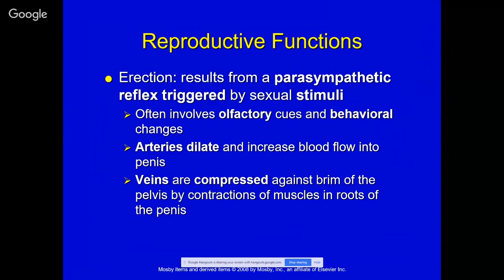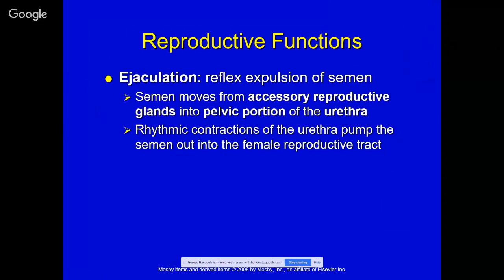Arteries will dilate and increase blood flow into the penis. Veins are compressed against the brim of the pelvis by contractions of muscles in the roots of the penis, and so it keeps blood within the penis. Ejaculation is the reflex expulsion of semen.